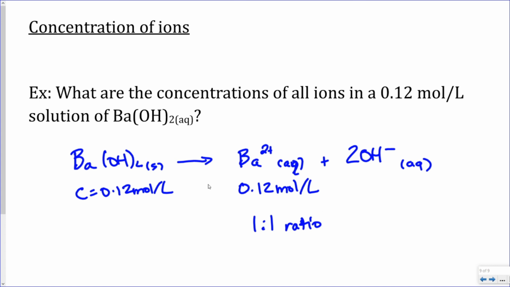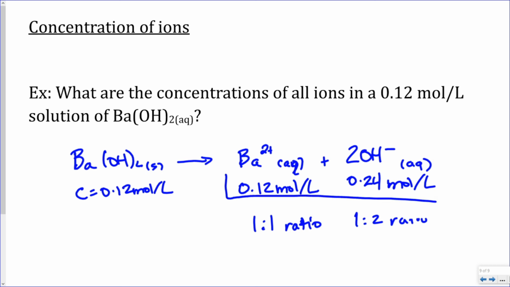What about the concentration of hydroxide? Well, what's the ratio now? If we go back to barium hydroxide, it's a 1-to-2 ratio. What does that mean? It means for every 1 mole of barium hydroxide, we'll have 2 moles of just hydroxide. So in this case, we have 0.12, so we're just going to double it because it's a 1-to-2. If it was a 1-to-3, we would triple it. If it was a 1-to-4, we would quadruple it, so on and so forth. So if we double it because it's a 1-to-2, this will be a concentration of 0.24 mole per liter. So there we go. There would be my answers to this question. These would be the concentration of my ions.